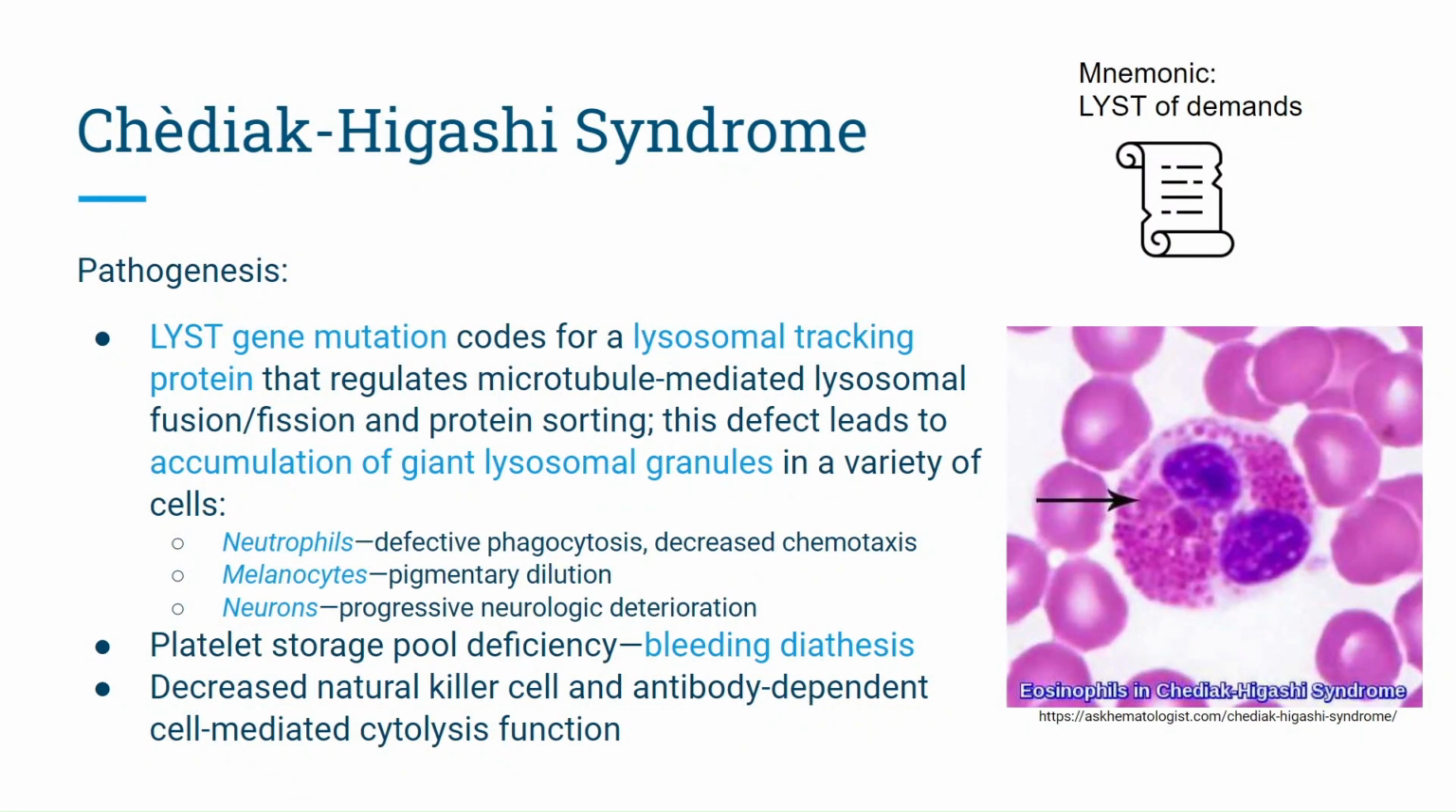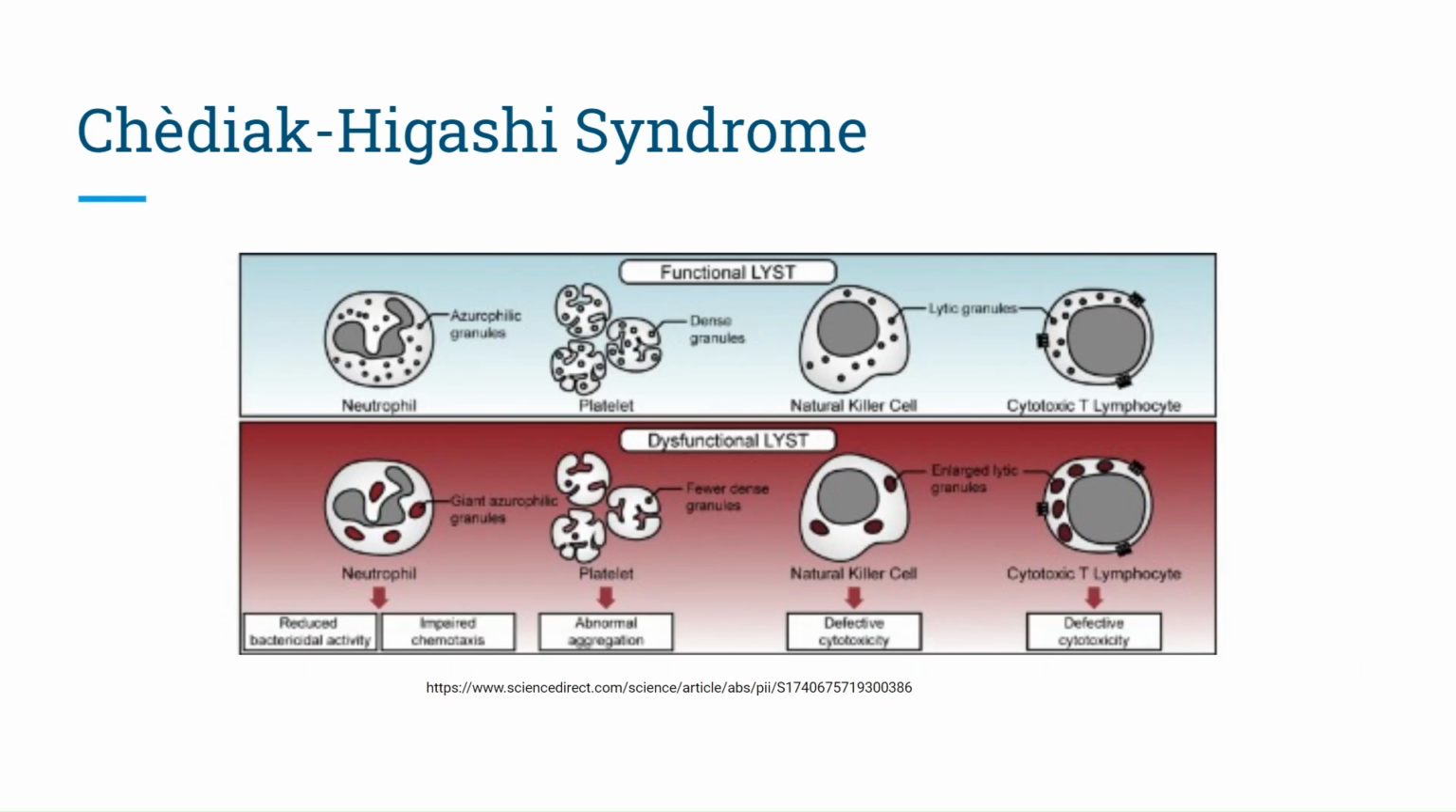So, like we said, LYST gene, LYST for lysosomal trafficking. It says in the name, it's awesome. That regulates microtubule-mediated lysosomal fusion and fission, as well as protein sorting. So this defect leads to accumulation of giant lysosomal granules in a variety of cells. So you'll see this in neutrophils, melanocytes, neurons, most notably. Platelet storage pool deficiency also, so you'll have a bleeding diathesis. You can also have decreased natural killer cells and antibody-dependent cell-mediated cytolysis function.